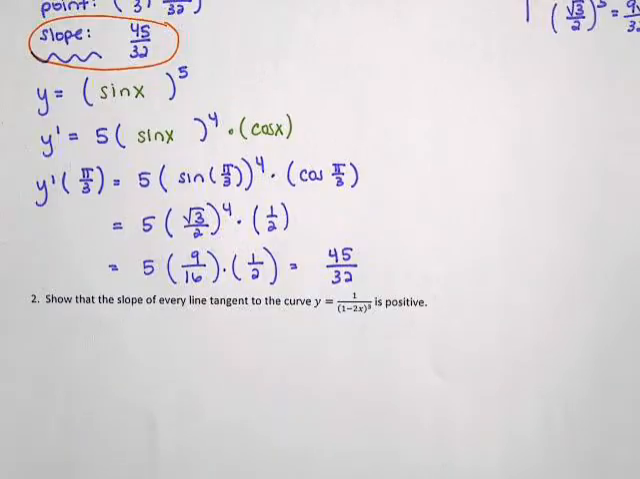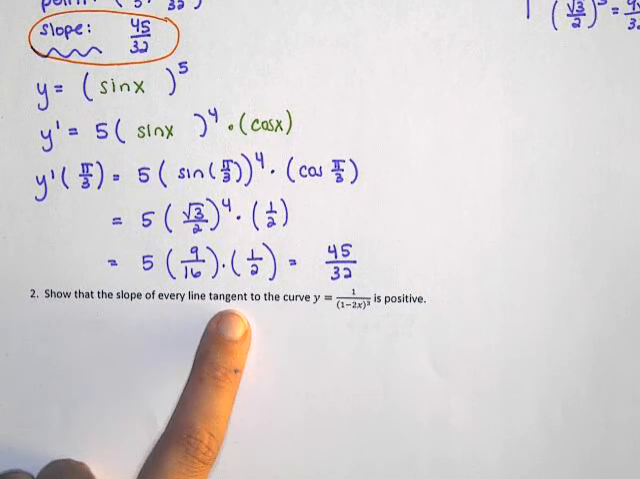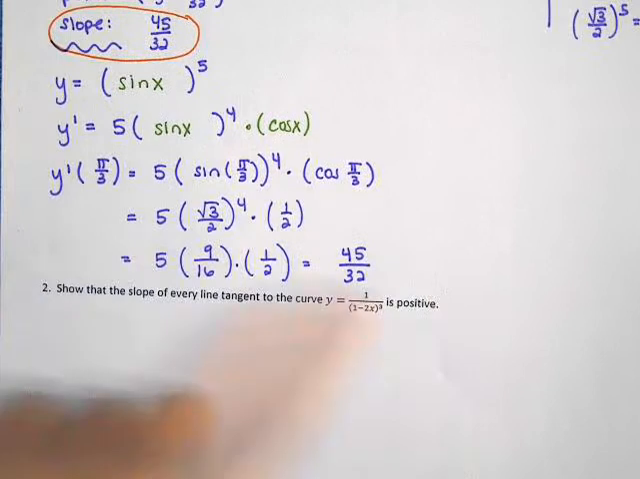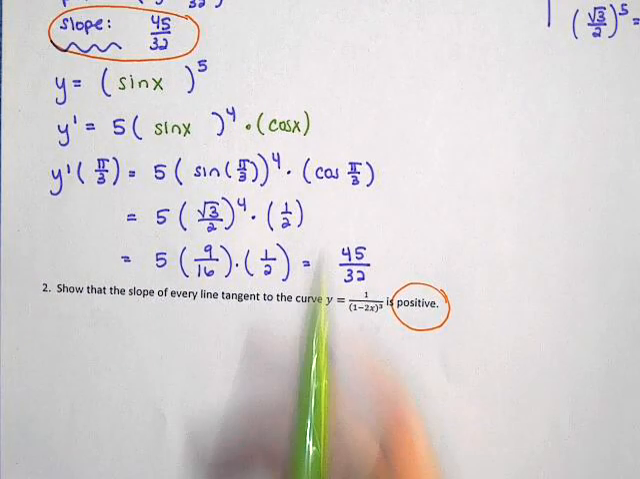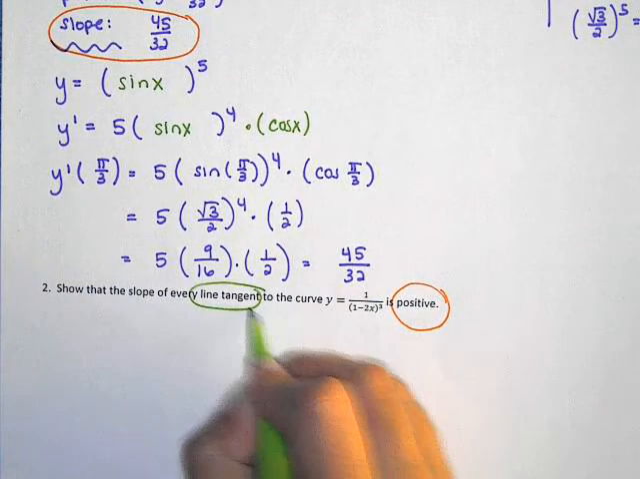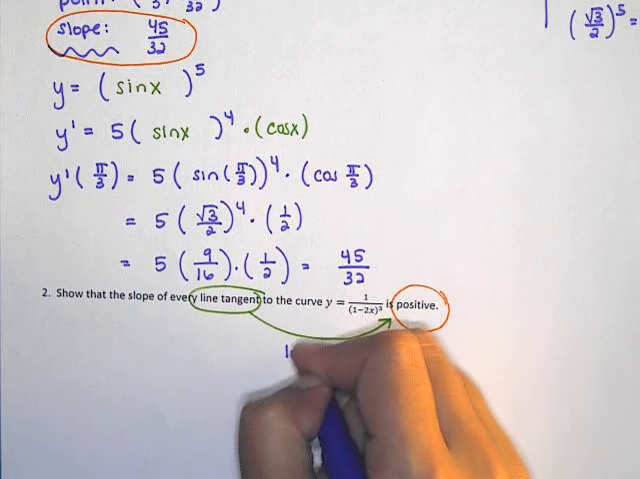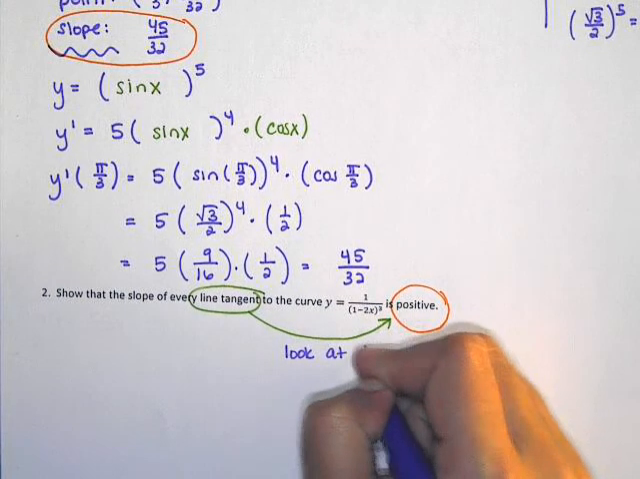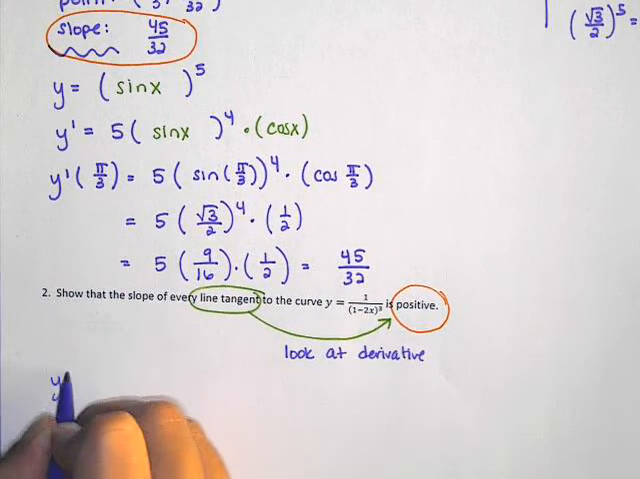Now here it says, show that the slope of every line that is tangent to this curve is positive. So we're trying to look at the slopes of the tangent lines and show that they're always going to be a positive number. To do that, we need to look at the derivative. So, let's take the derivative.